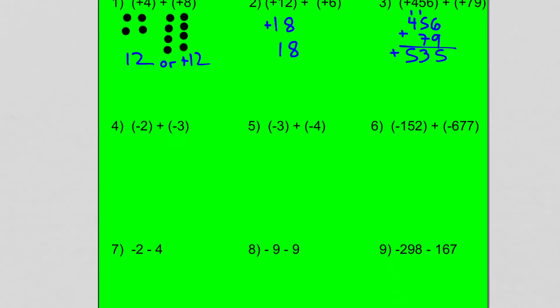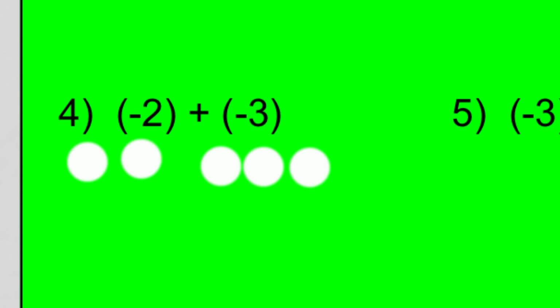Now let's see what happens when I have a couple negatives. I'm going to model this one out with integer disks. So we have 2 negatives, doink, doink, and we have 3 negatives, doink, doink, doink. Now the integer model says whenever you have a positive and a negative together, they cancel each other out. Once again here, we have nothing cancel each other out. It's all negatives. So all I do is count them up. -2 and -3. Altogether, I have 5 negatives.